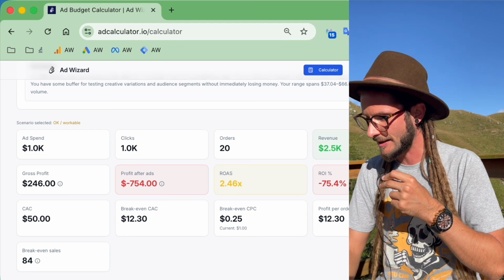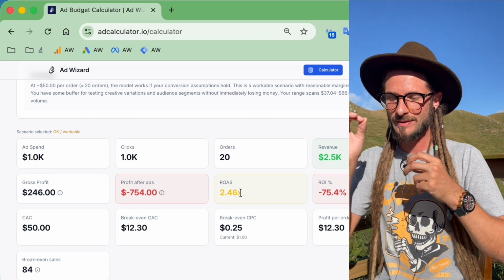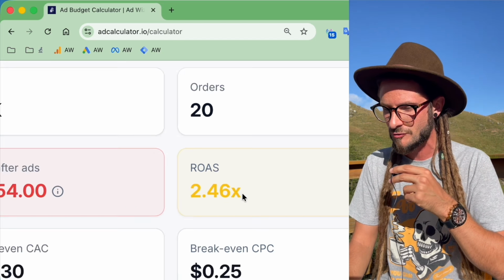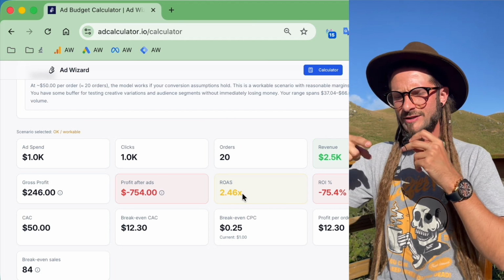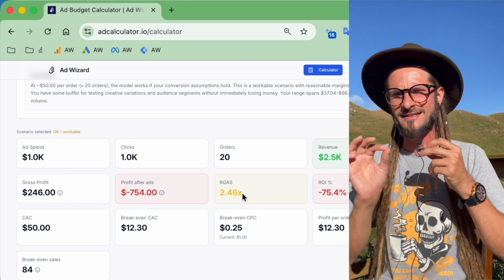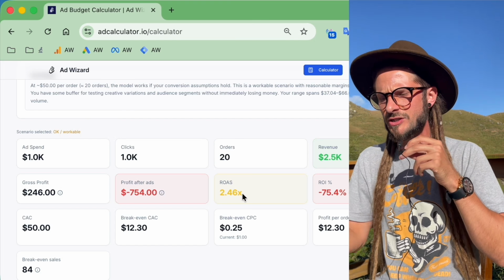In this particular example, we want to look at ROAS, the math that we put in. This should be really strong. A ROAS of 2.46 is technically very strong. However, ROAS doesn't equal return on investment. I'm going to make a video about that. It's very important that we understand the differentiation points between ROAS and return on investment.